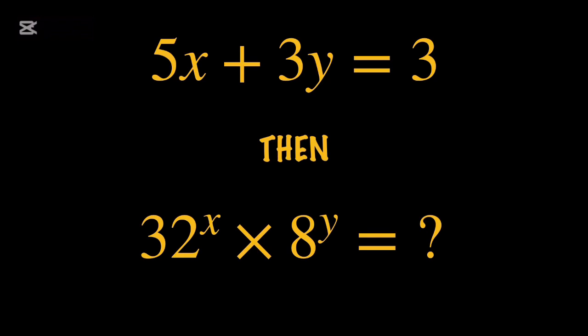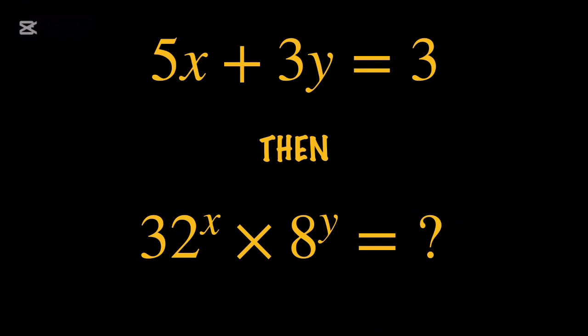We are presented with an equation that contains two variables, 5x plus 3y equals 3. Additionally, we are tasked with evaluating an expression that incorporates exponents, 32 to the power of x times 8 to the power of y. What makes this problem particularly intriguing is that both 32 and 8 are powers of 2.